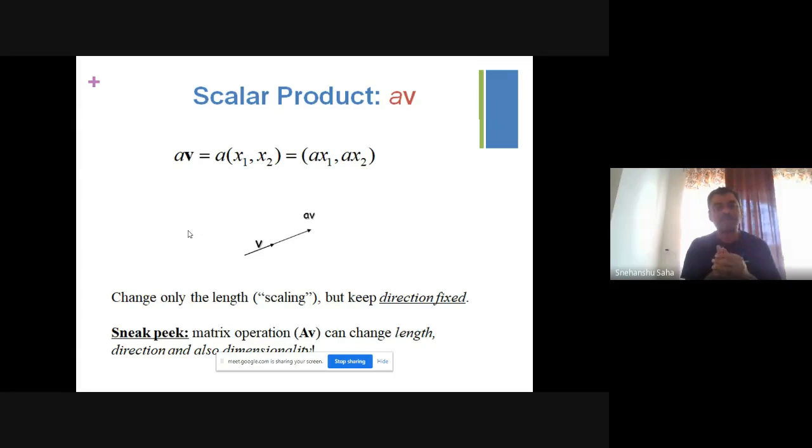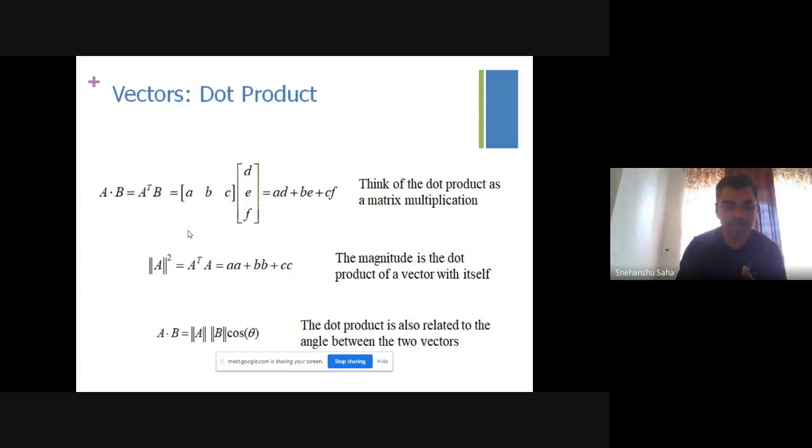Now remember, whenever we do a matrix operation, which is when we multiply a matrix with a vector, we can actually change the length, direction, and also the dimensionality. Now, dot product, you know what a dot product is, right? And what do you do with a dot product? I've given you two examples, right? One from support vector machines and one from a matrimonial or dating site.